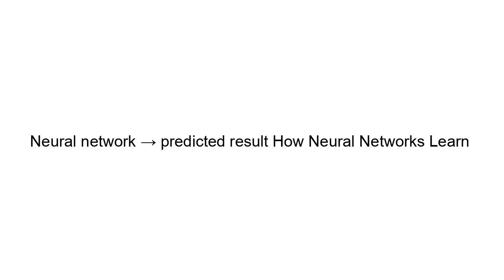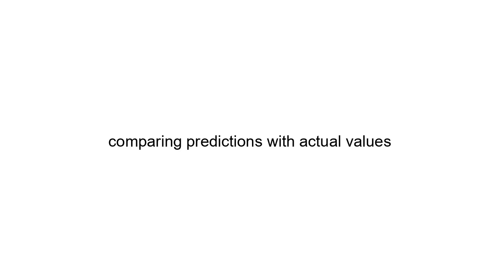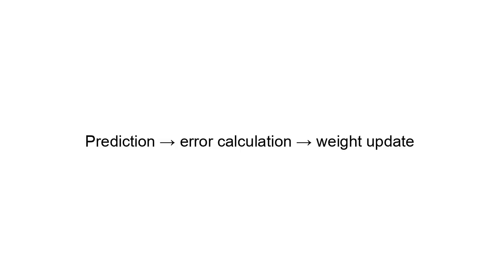How neural networks learn. Neural networks learn through a process called training. Training involves feeding training data, generating predictions, comparing predictions with actual values, adjusting internal parameters. Example concept: prediction, error calculation, weight update. Over time, the model improves its accuracy.